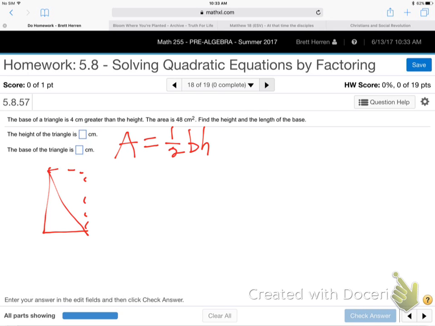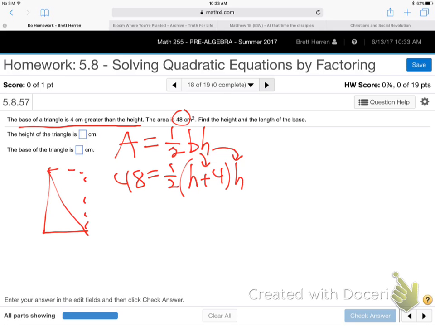So let me help a little bit. The area is 48. And it says the base is 4 greater than the height. So the base is height plus 4, right? The base is height plus 4. Is that good?